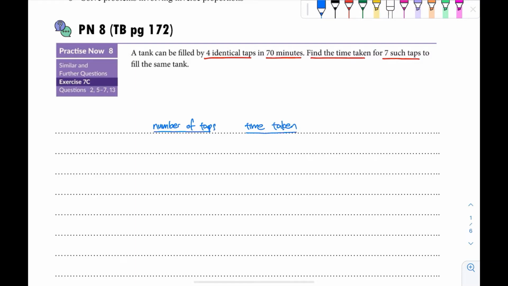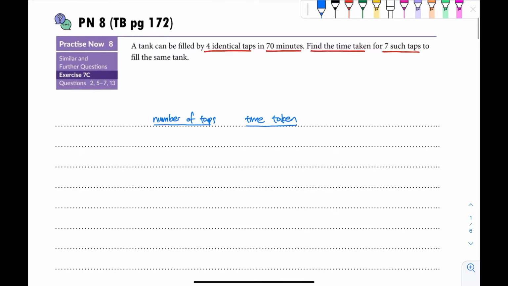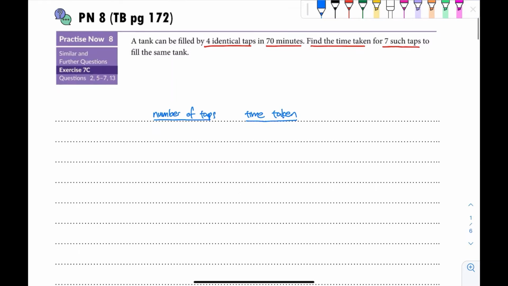We can draw a rough table like this. It doesn't have to be a complete table with the title of number of taps and time taken. At first the question says that there are 4 taps and 70 minutes is taken. The question wants us to find out, 7 taps take how much time? I have left some space over here for me to do my working. Our aim is to find out how much is the time taken.